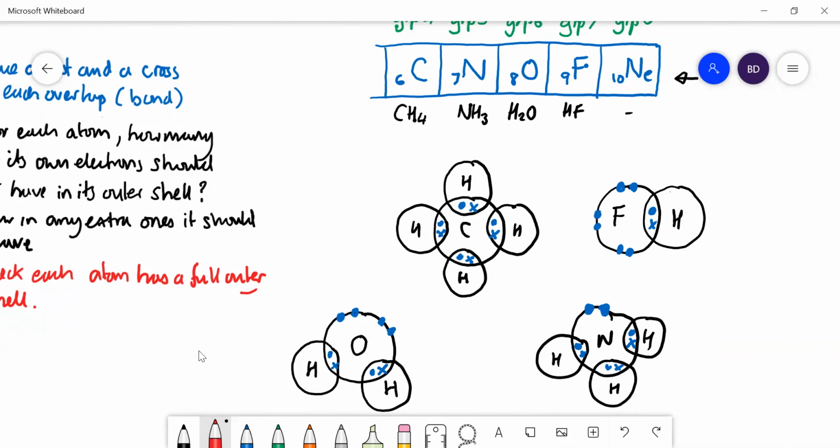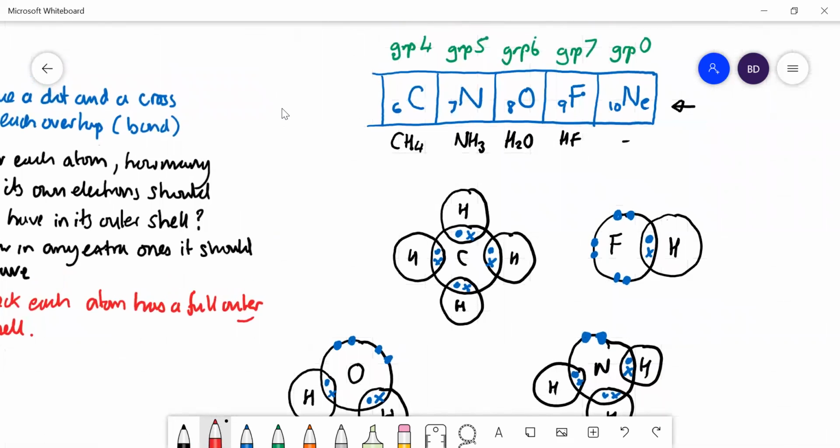Okay, so what does this show us? Well, it shows us that group 4 elements like carbon, and it would be the same for silicon, the next group down, like to form 4 covalent bonds. Group 5 elements like nitrogen always form 3 covalent bonds. Group 6 like oxygen or sulfur below it always like to form 2 bonds. And the halogens like fluorine, chlorine, bromine, iodine, like to form 1 bond. And the noble gases form 0 bonds. So we've got a bit of a pattern there, which is quite useful to know.